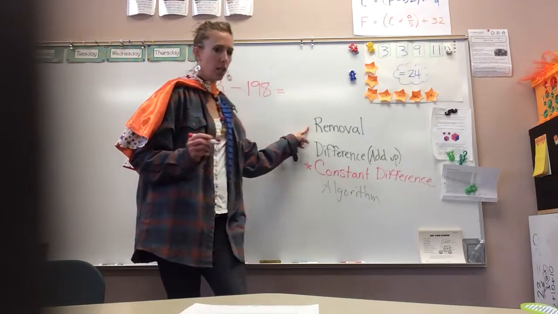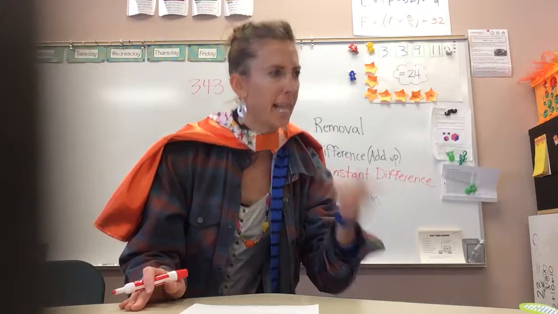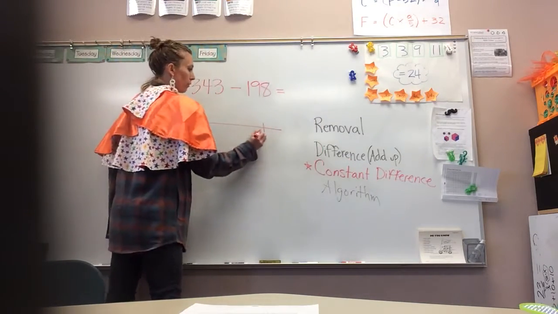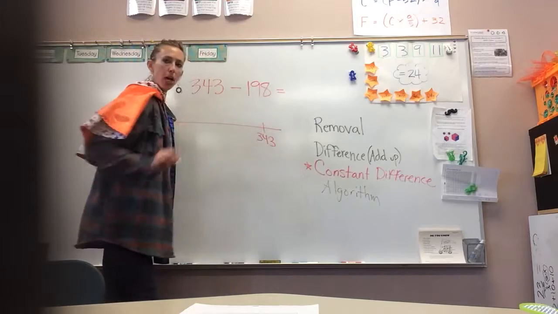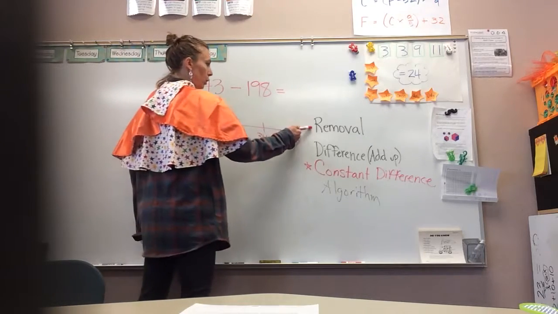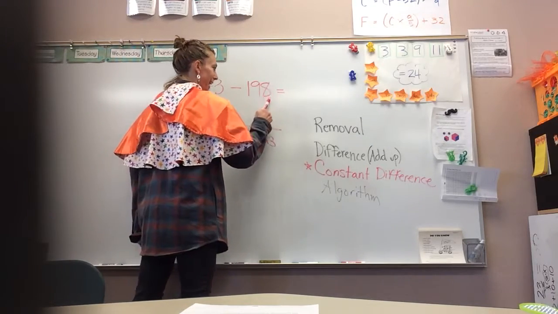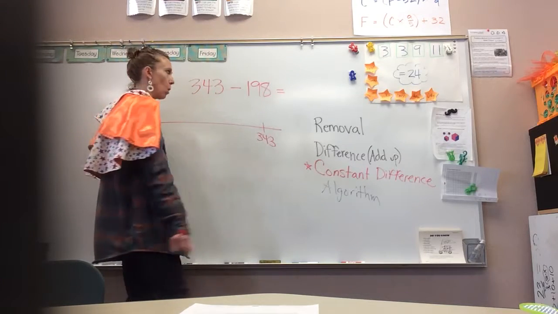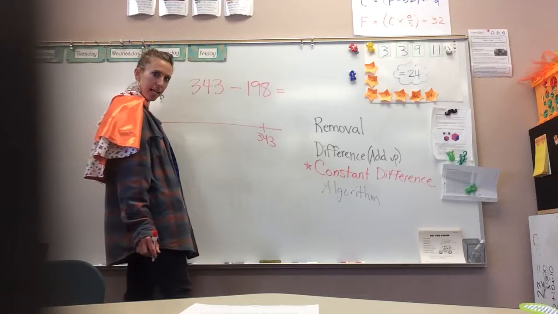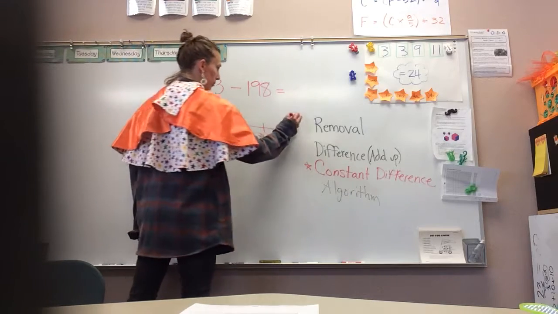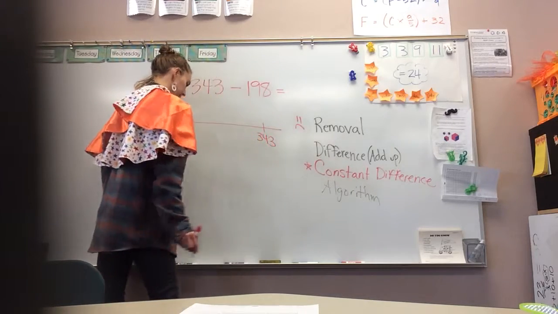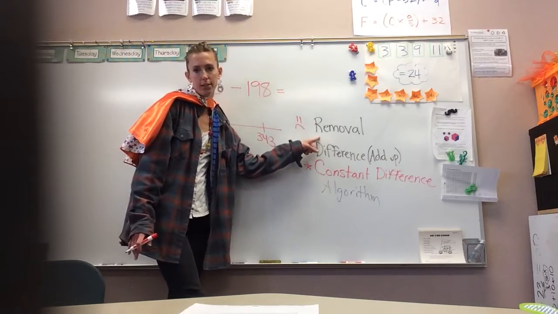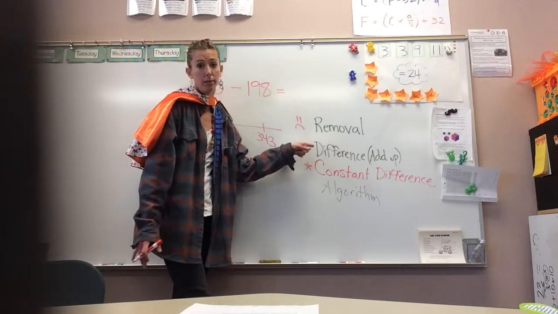All right, let's take a look at whether we'd use the removal strategy. Is that going to make us go, that was easy? Let's see. We'd start at 343 on our number line, and we'd remove 198. Remove 198? Oh my gosh, that is so much. No way. I mean, you could do that, you guys. You could. It will just take a while.